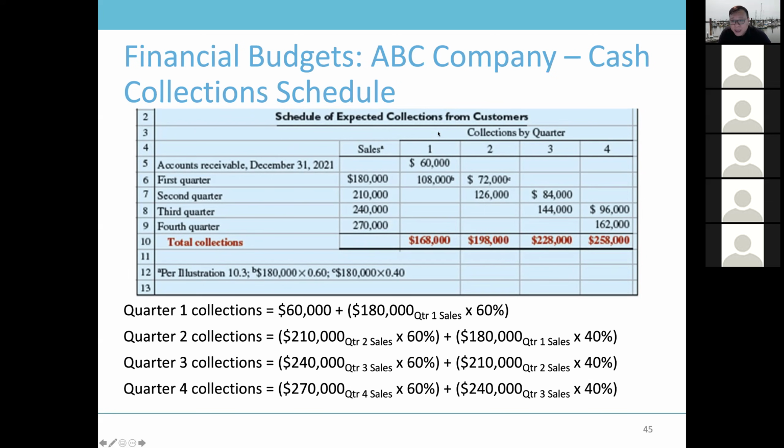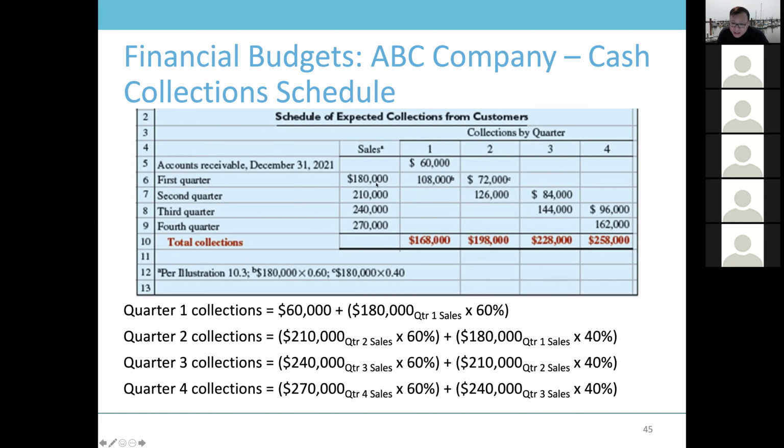Now I want to think about the collection, okay, from the AR perspective. So the opening balance AR is 60,000, and that is collected in this quarter, right? That is the ending balance of the last quarter in the previous year, and that's going to be collected in the first quarter of this year. So the 60,000 opening balance will be collected.